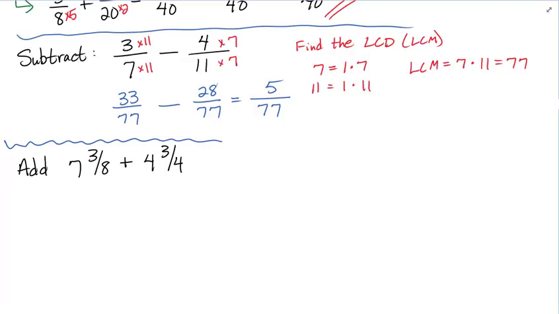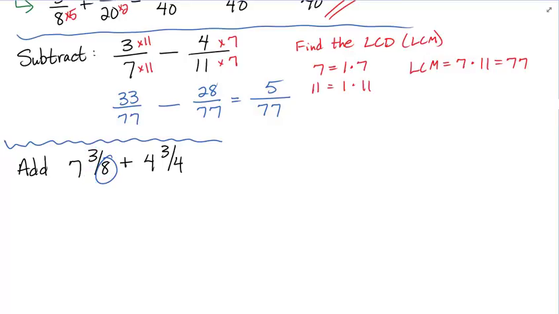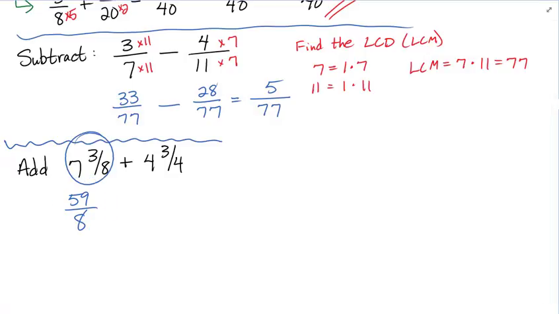So how do I convert a mixed number to an improper fraction? Let's start with the 7 3/8. And the procedure is this. I take the denominator 8 times 7. So 8 times 7 is 56, and then I add the numerator. So 56 plus 3 is 59 eighths. These two numbers are the same. The second one is just the improper version.